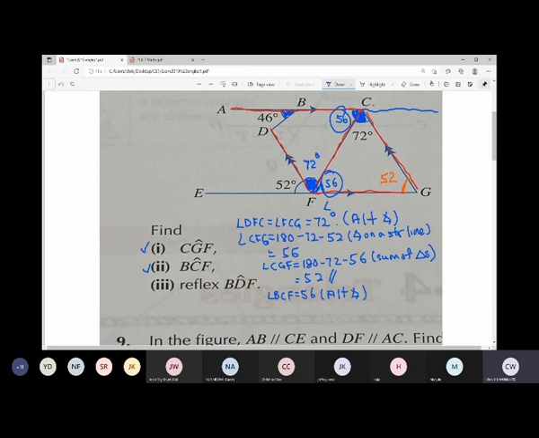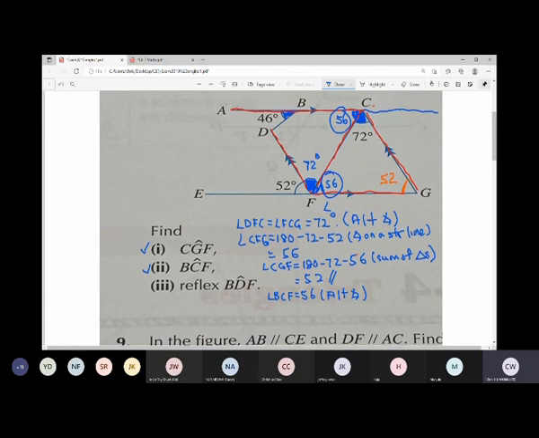Very good, Manjula. So the next one, you're supposed to find BDF. Now, you see the reflex of your BDF, reflex angle, okay? Can you tell me where it is? BDF has two angles, am I right? Do you all agree that BDF has two angles? That's why they only want the one that is reflex.